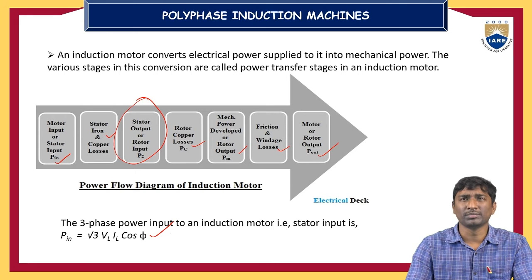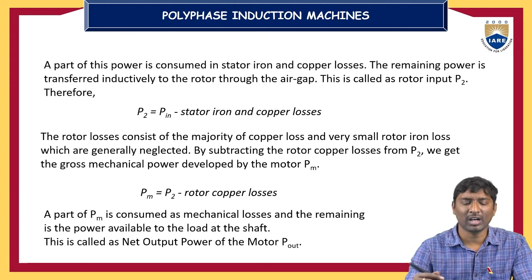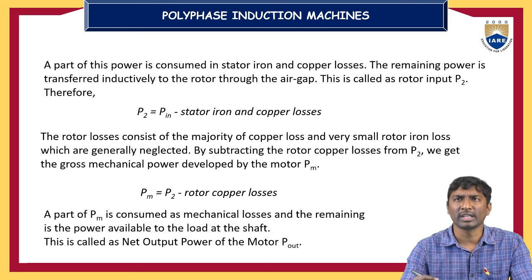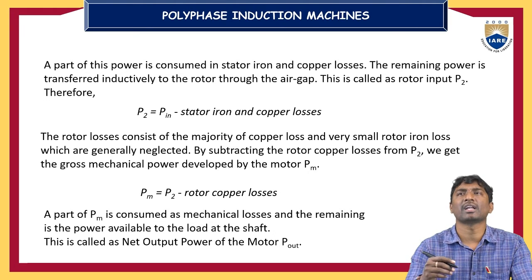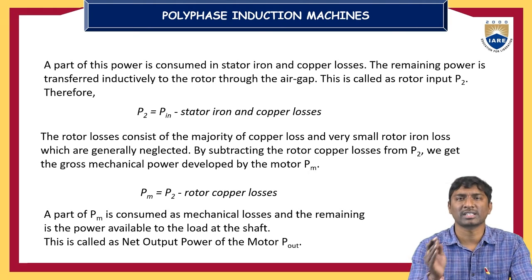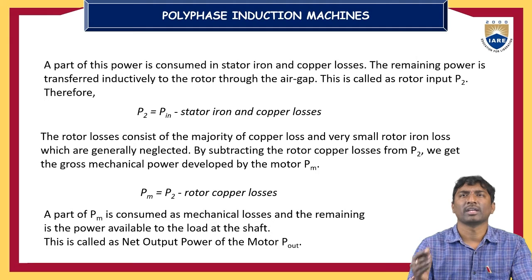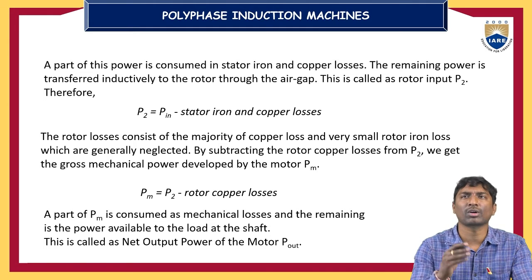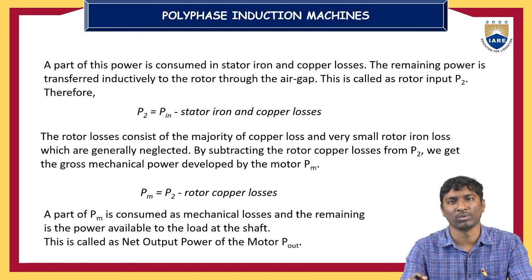Okay. So then a part of this power is consumed in the stator, that is, I am getting here iron and copper losses. That is, the stator iron losses and the stator copper losses. So the remaining power is transferred inductively to the rotor through the air gap only.